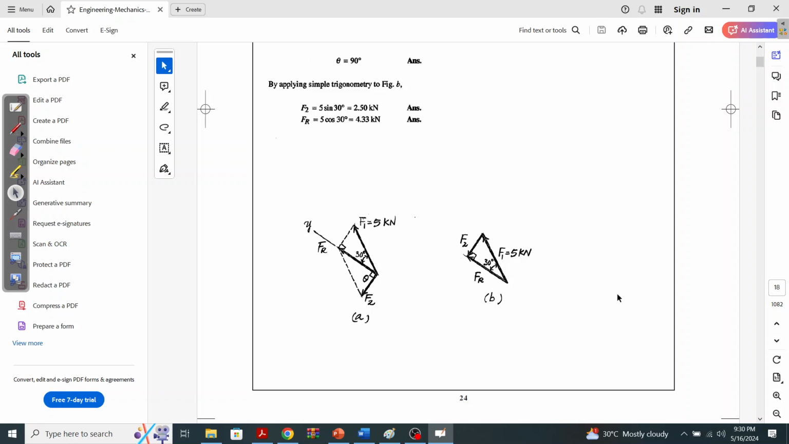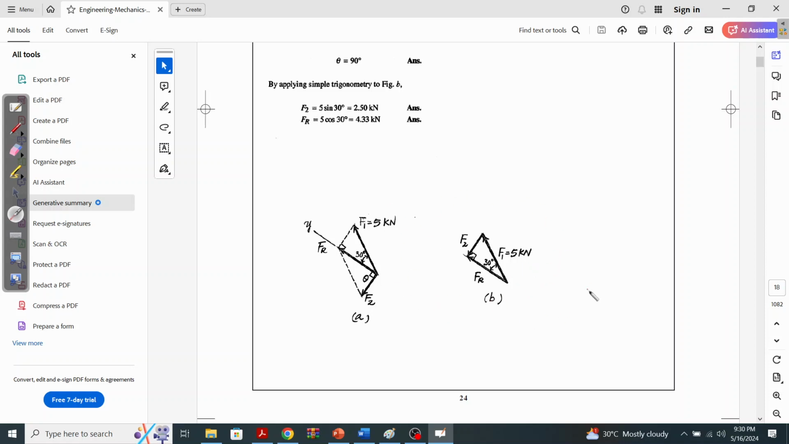Now you simply solve it from this simple triangle. What will F2 be? If this is 5 kilonewton, F2 will be 5 sine 30. What will Fr be? Fr is equal to 5 cos 30, which is 4.33 kilonewton. One unique thing in this problem is that the magnitude of Fr is coming as 4.33 kilonewton, even though it is a resultant, but the force F1 is 5 kilonewton, which is more than Fr.